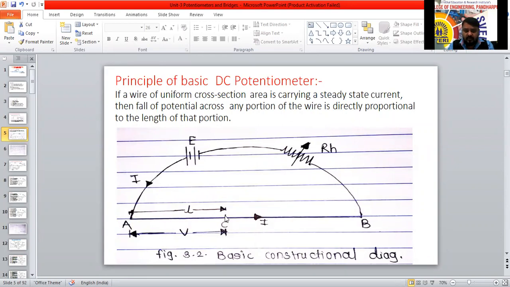Fall of potential across, say from A to C, the potential drop I want to measure. This potential drop is proportional to the length of this conductor. Now, how much length are we considering? This one here. After this only we are going to consider. Okay, is it clear or not? I gave an example yesterday in the last class. I have already given the example over there.